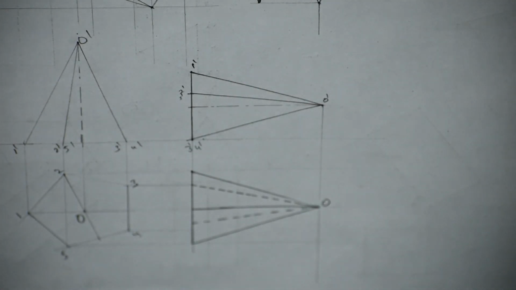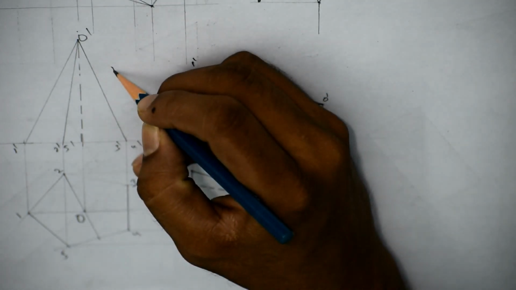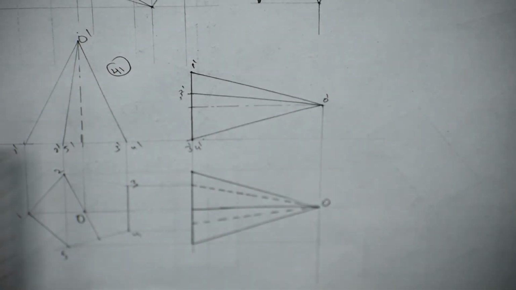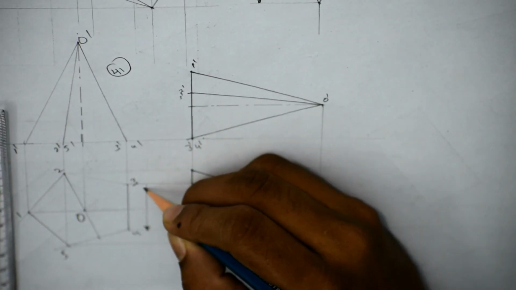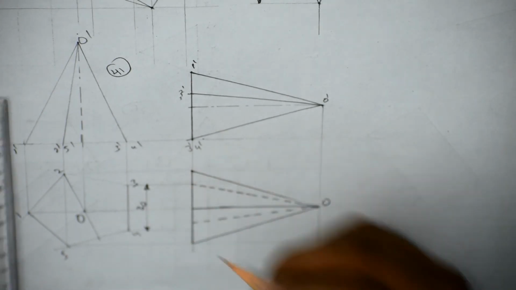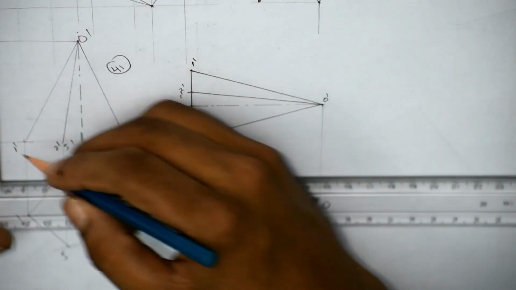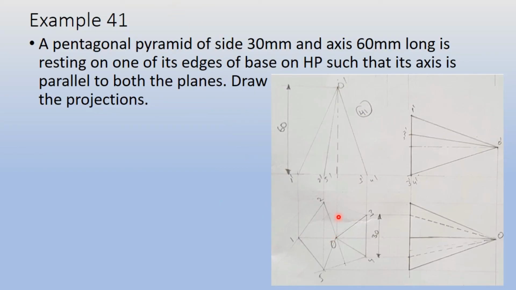So this completes our question number 41. And for the dimensioning part, we just need to dimension two things. So this is the solution of example 41, when the axis is parallel to both the planes and the edge is resting. You can observe the edge resting on the HP and the axis parallel to both the planes. Here you can observe here and here.